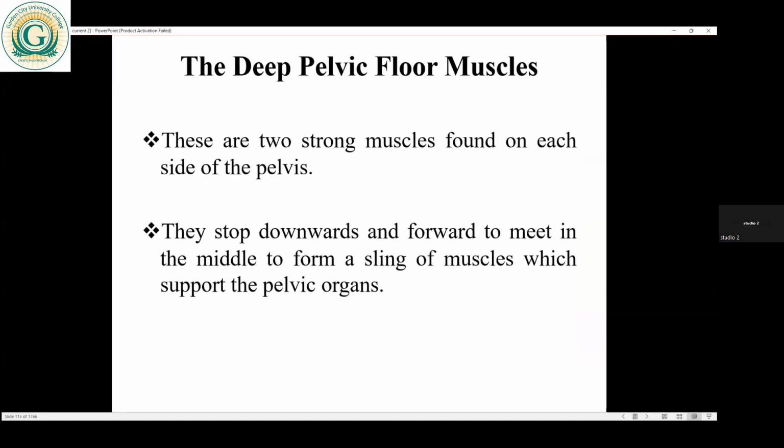Now the deep ones, there are two strong muscles found on each side of the pelvis, because of the innominate bone, we have right and left areas of the pelvis. So these two strong deep muscles slope downwards and forward to meet in the middle to form a sling of muscles which support the pelvic organs. Those on the right side and those on the left side join together to form something like a sling, a support for the organs in the pelvis.